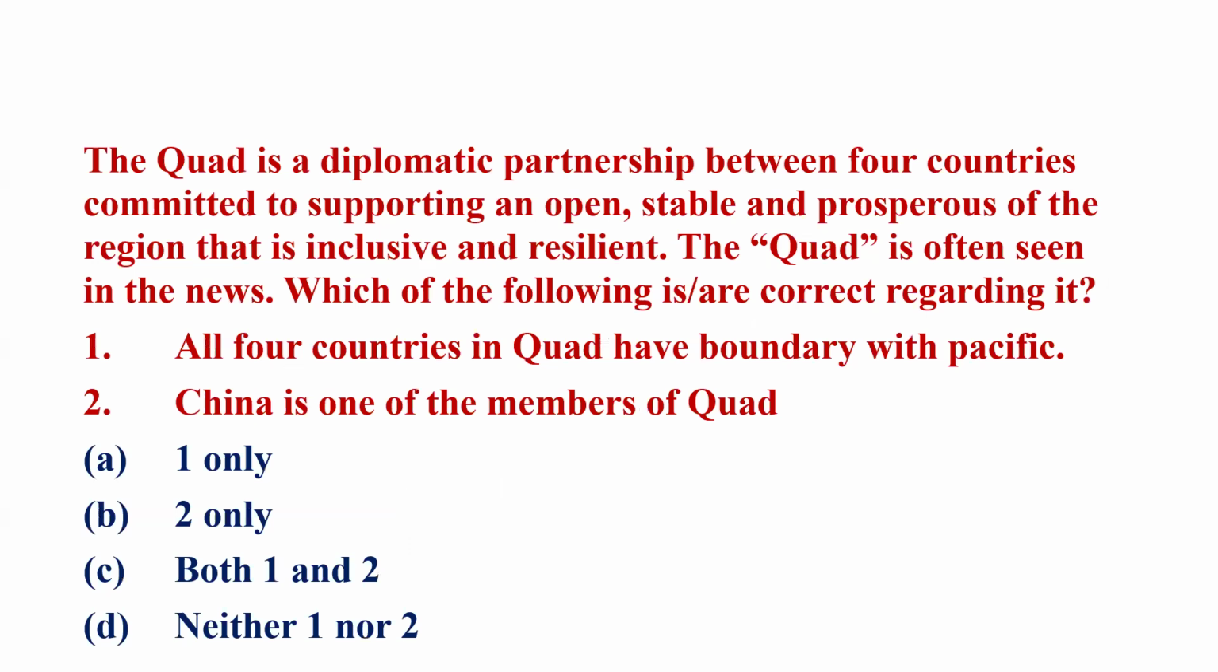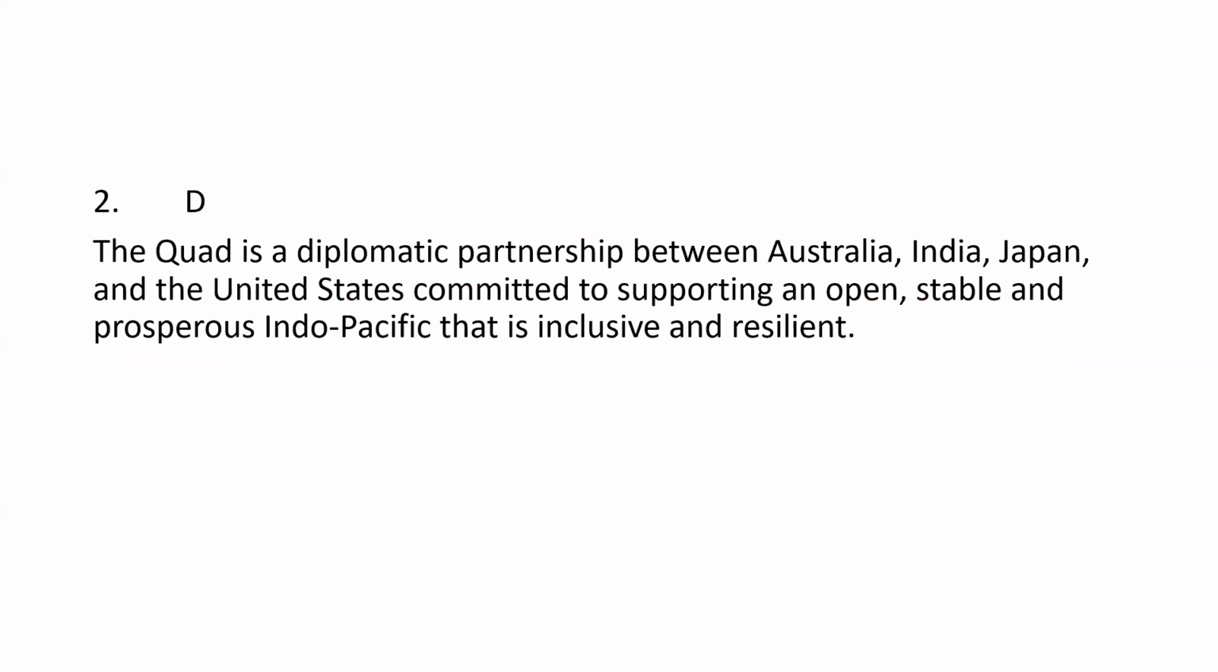The Quad is a diplomatic partnership between four countries committed to supporting an open, stable, and prosperous region that is inclusive and resilient. The Quad is often seen in the news. Which of the following is or are correct regarding it? All four countries in the Quad have a boundary with the Pacific. China is one of the members of the Quad. Answer is option D, neither one nor two. Both the statements are wrong. The countries are Australia, India, Japan, and the US. Australia, Japan, and the US have boundaries with the Pacific, not India, and China is not a member.